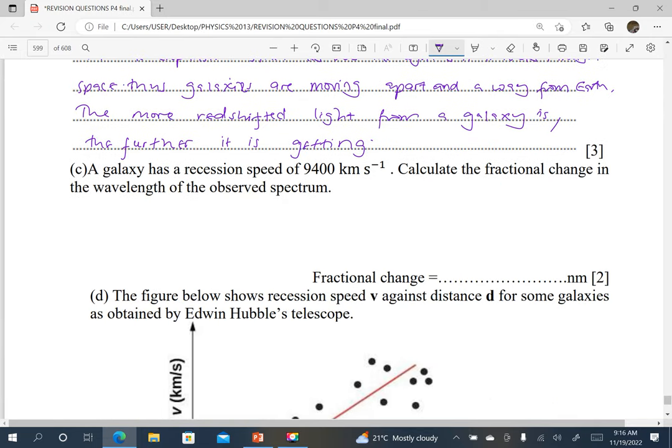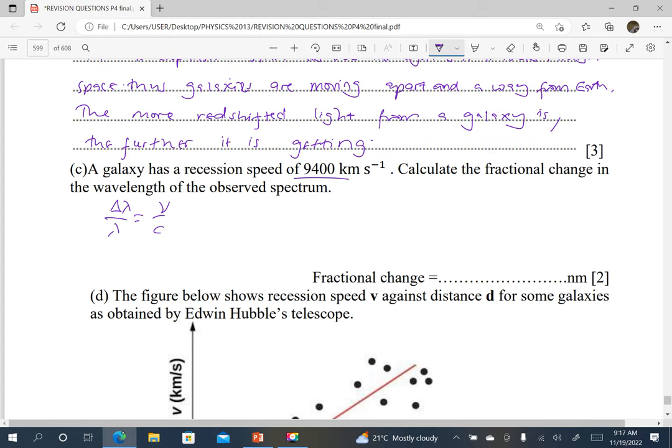Okay. A galaxy has a recession speed of 9,400 kilometers per second. Calculate the fractional change in the wavelength of the observed spectrum. Of course, the redshift is given by delta lambda over lambda is equal to delta f over f, which is going to be v over c. The expression is going to be given in the list of formulae, labeled cosmological redshift, or redshift.